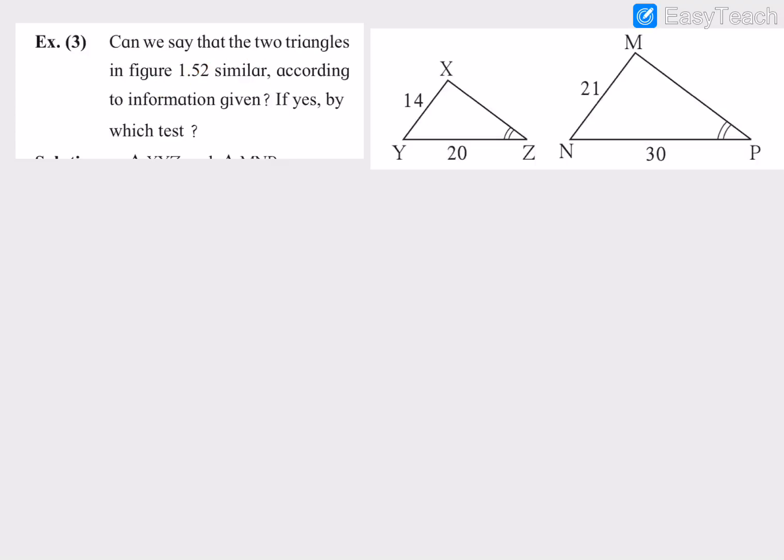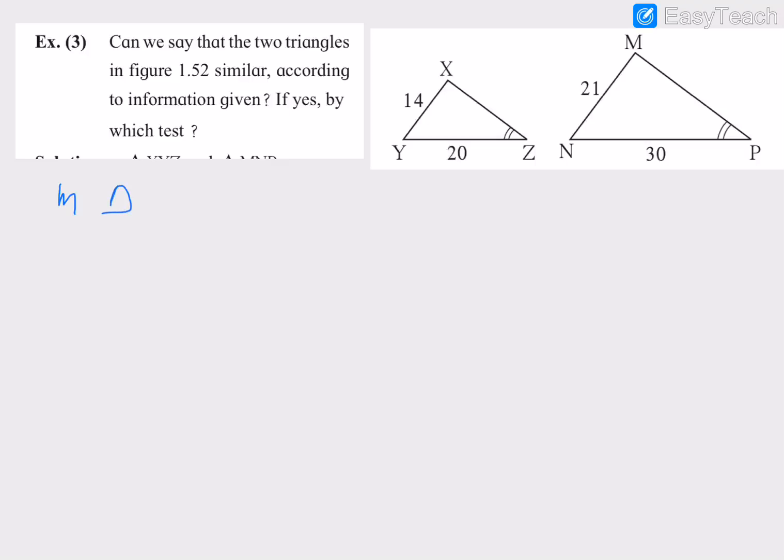So we are going with the next problem. Can we say that the two triangles in the figure are similar according to the information given? If yes, by which test? We have to check the similarity of the two triangles. Two pairs of sides are given of the two triangles. Also an angle is given, but that angle is not in between them. So we can check the similarity.